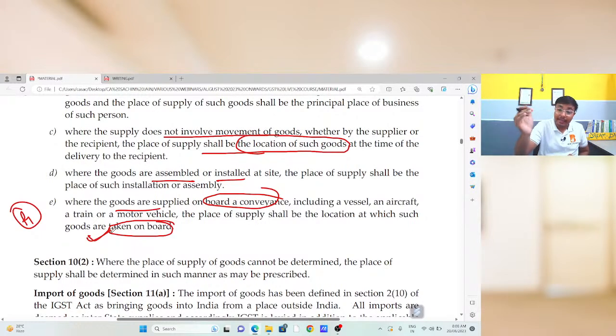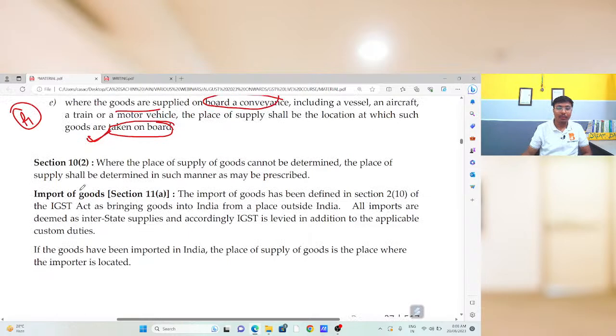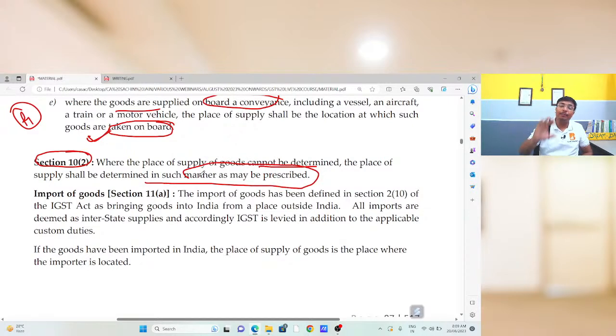And in case of domestic supply, if you are not able to decide with the help of section 10 of the IGST Act, then you need to take reference of various rules. Section 10, subsection 2 says where the place of supply of goods cannot be determined, the place of supply shall be determined in such manner as may be prescribed. That means when you are not able to decide the place of supply from these five points, you need to take the reference of rules. So we are going to take multiple situations, and on the basis of those situations we are going to decide the place of supply.